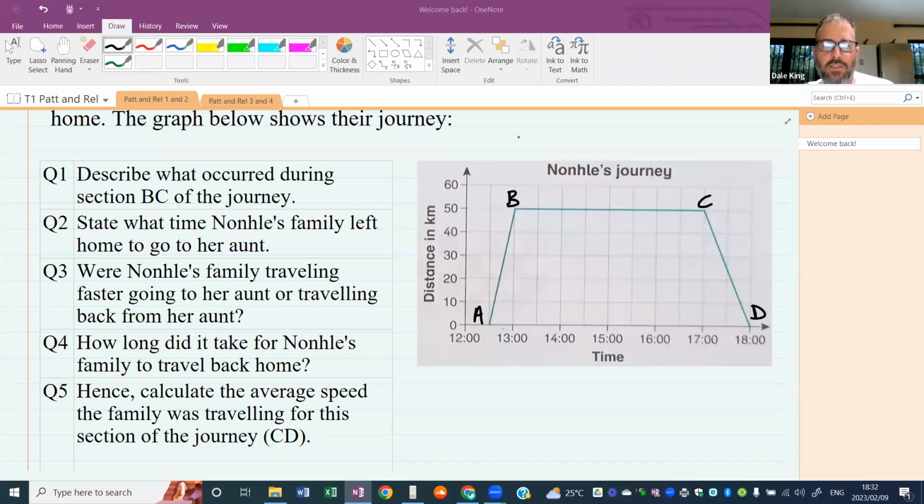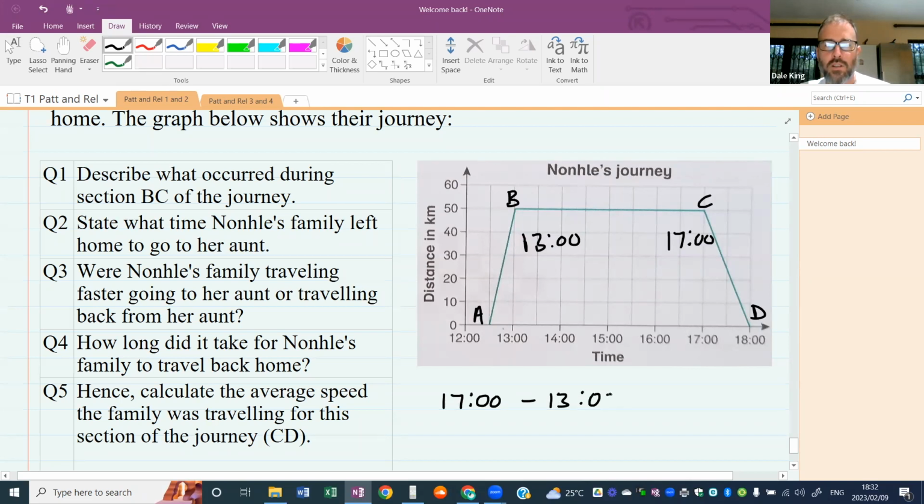How long did they stay at the aunt's house? I think they stayed for 5 hours. Yes. Can you tell me how you calculated that? Look at the point B to C. Okay, so we've got point B's time is 13 and C's time is 1700 hours. So to find out what the difference is, that word difference, we're going to subtract them from each other. Yeah. Well done, Amo. Thank you very much.